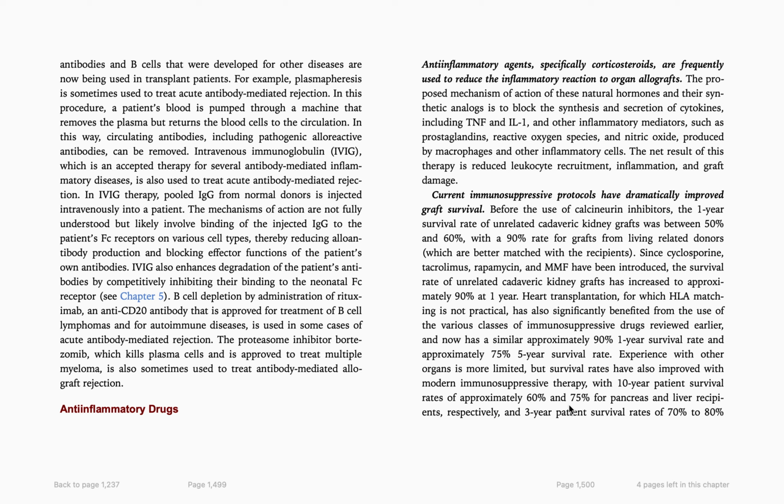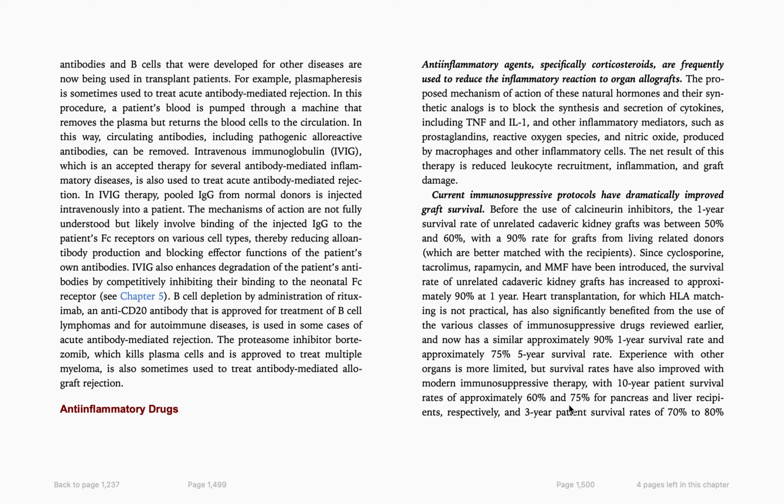B cell depletion by administration of rituximab, an anti-CD20 antibody that is approved for treatment of B cell lymphoma and autoimmune disease, is used in some cases for acute antibody-mediated rejection. The proteasome inhibitor bortezomib, which kills plasma cells and is approved to treat multiple myeloma, is also sometimes used to treat antibody-mediated allograft rejection.